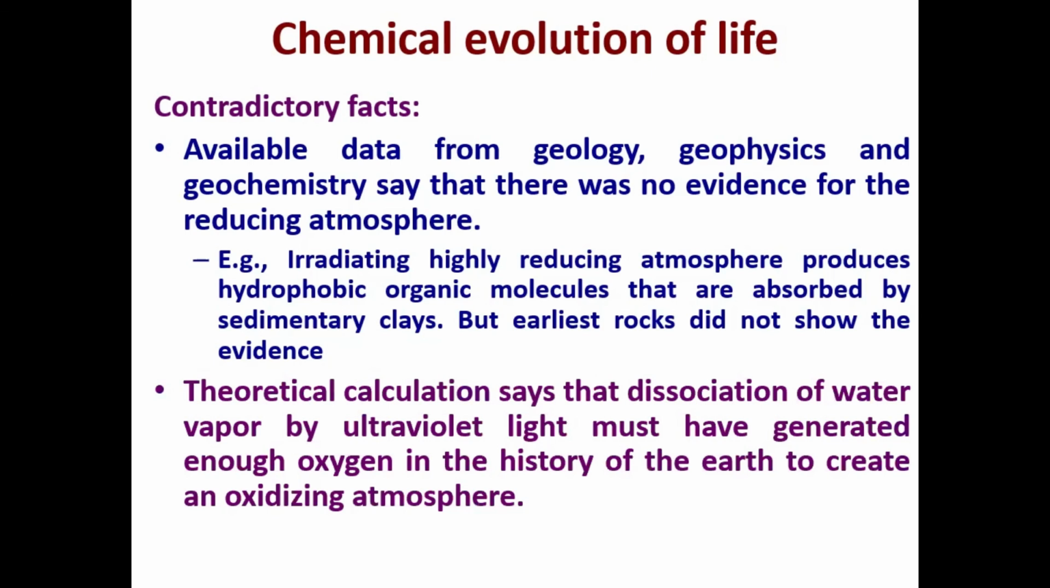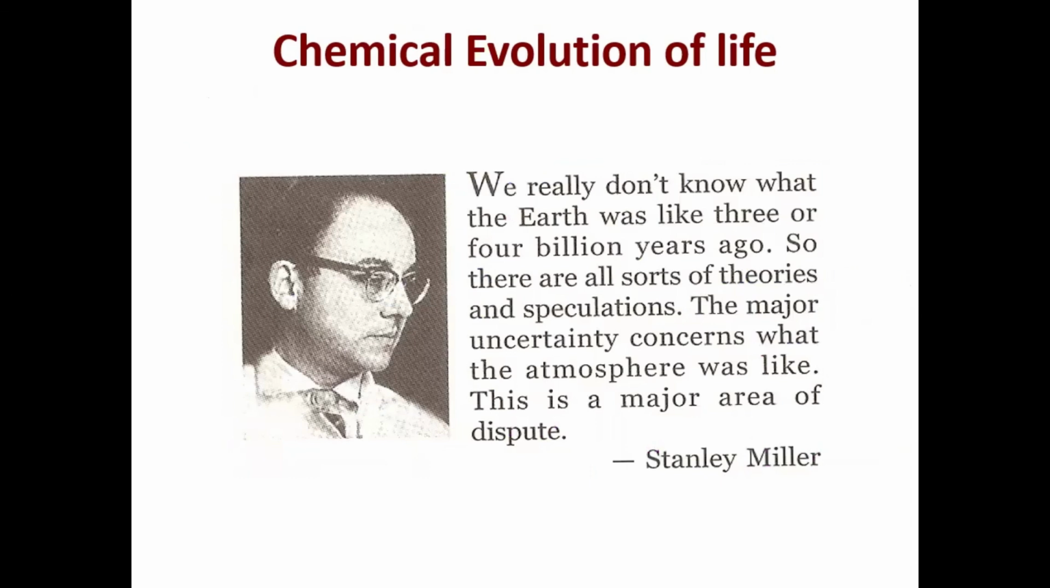Theoretical calculation also says that dissociation of water vapor by ultraviolet light must have generated enough oxygen in the history of the earth to create an oxidizing atmosphere. So what I wanted to say is that the basic assumption of a reducing atmosphere is not clear. Even Stanley Miller himself said that we really do not know what the Earth was like 3 or 4 billion years ago. There are all sorts of theories and speculations. The major uncertainty concerns what the atmosphere was like. This is the major area of dispute. Even the one who started this experiment is telling us that we don't know what the atmosphere on the Earth was at that time.